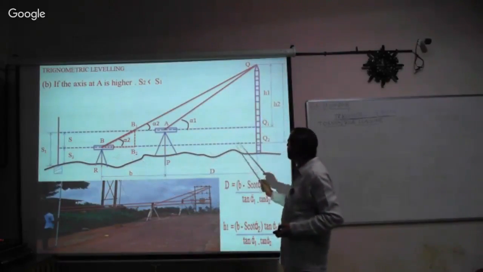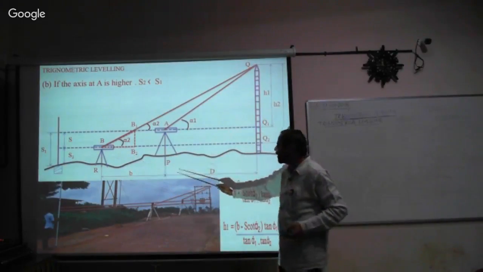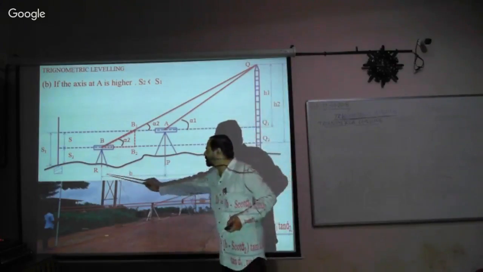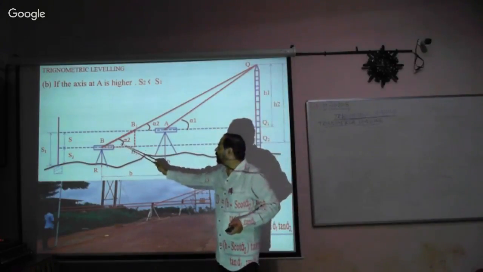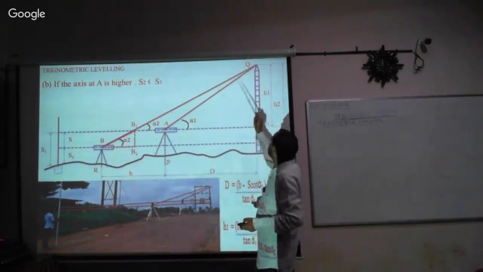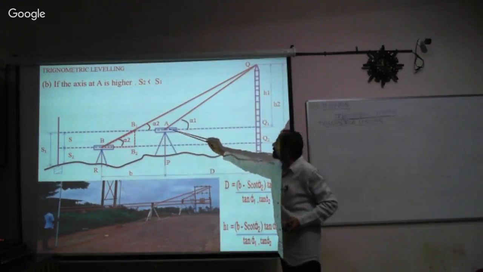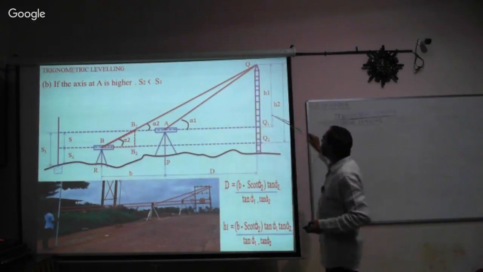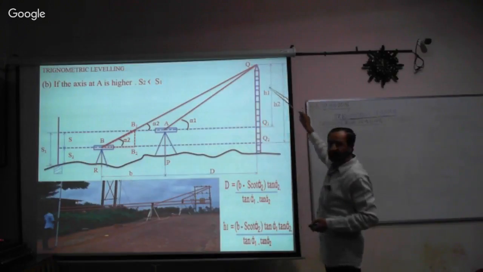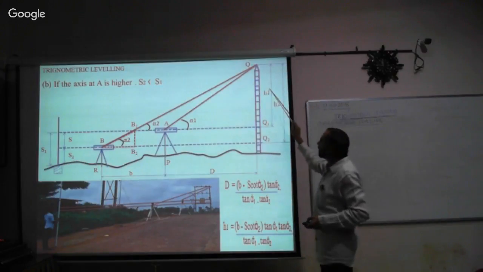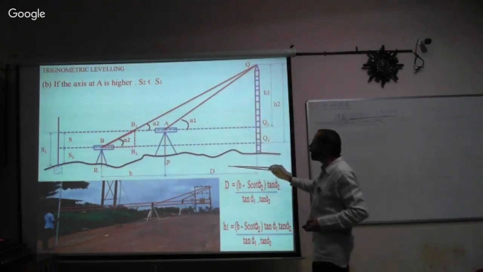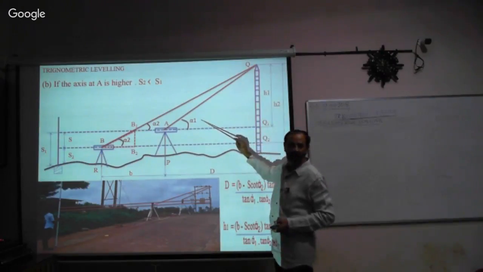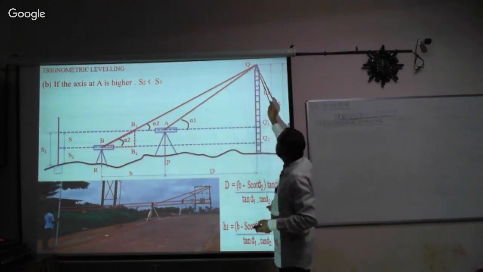See, now here in this case B remains the same. Now this B is going to reduce. Now the triangle is modified. Consider this triangle and find out H1. H1 becomes what? D into tan alpha 1, isn't that? Then modify this triangle.